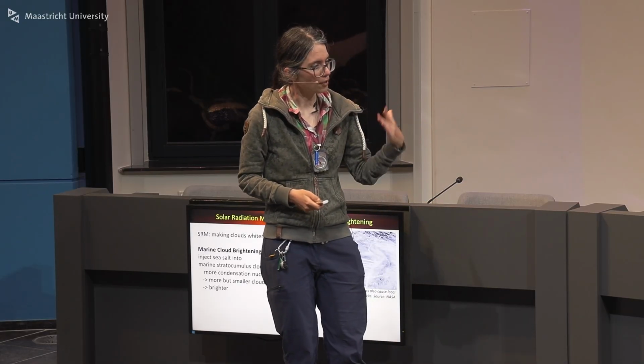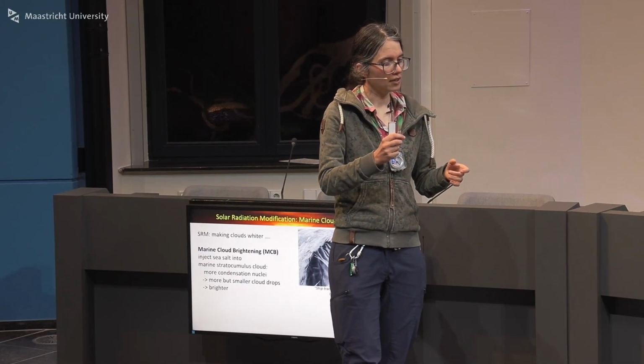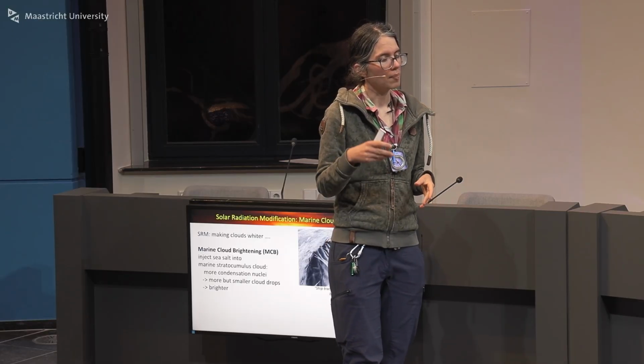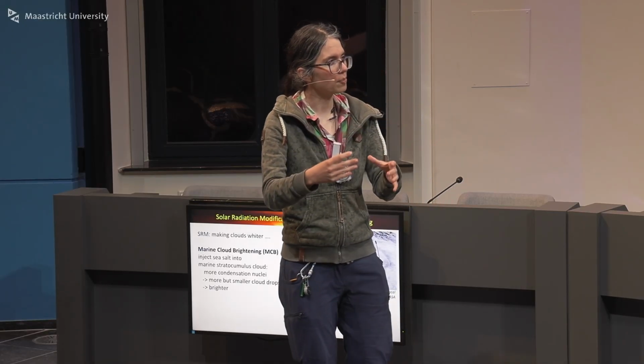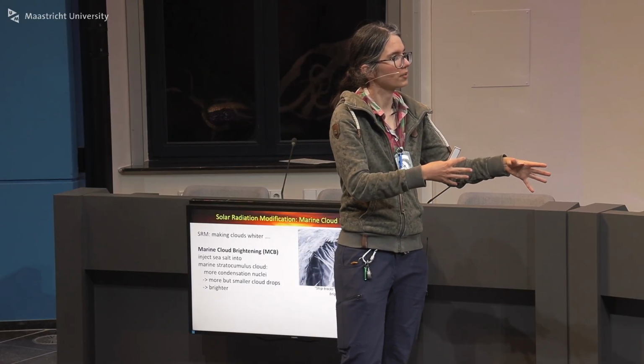But if you offer more dust, for example, from the ship's chimney, then you can build more cloud droplets, which will then be smaller for the same amount of water. But a cloud that consists of many small droplets is brighter. It reflects more sunlight than a cloud that has a few big droplets.